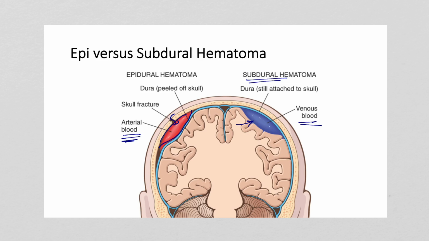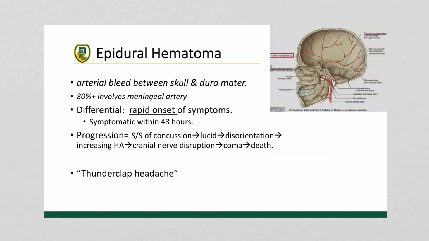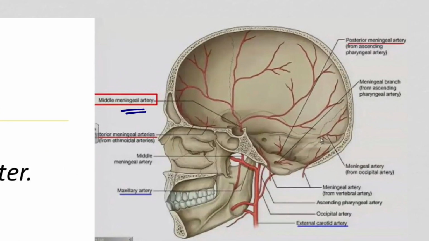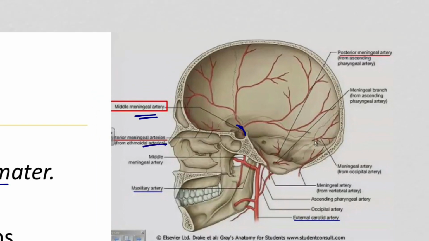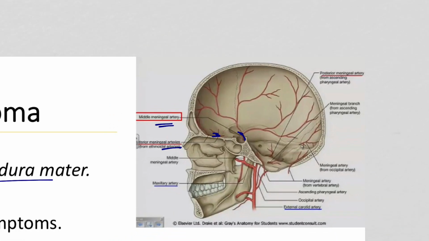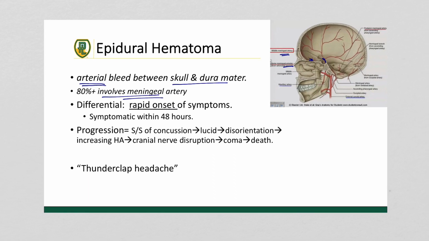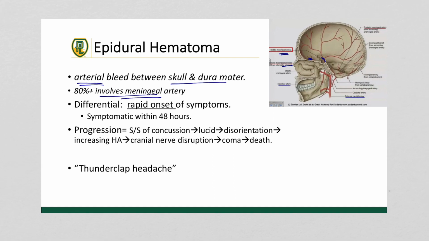And so as we progress, let's talk through epidural first. Epidural, as I mentioned, is an arterial bleed between the skull and the dura mater, right? Most often, 80% of the cases involves meningeal arteries. So as we look at this image here, we're looking at the medial meningeal artery, which we can see here, you have the posterior meningeal arteries as well, which you can kind of see there. So we have lots of these meningeal arteries, which are kind of the culprit when we think about an epidural hematoma.